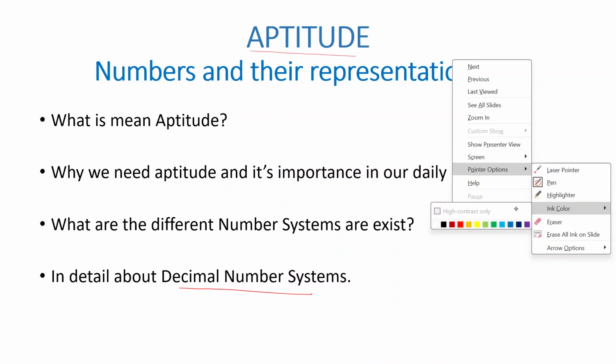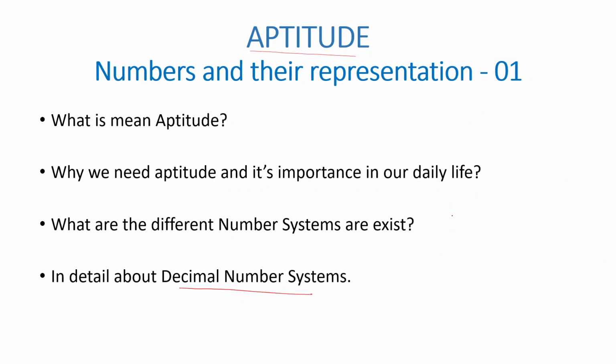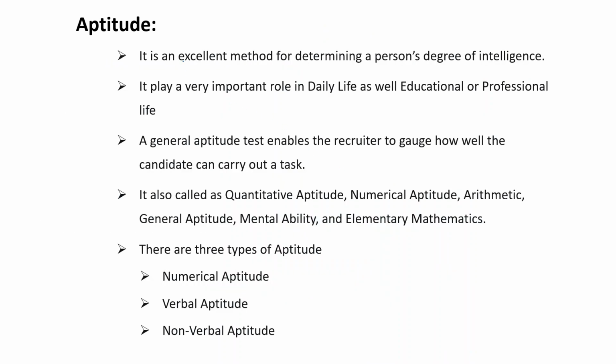Okay, let me change the ink color. Now coming to aptitude, it is an excellent method to determine a person's degree of intelligence. What does that mean actually? It's a sense of humor or common sense, how the person is using his thinking level. Simply we can call it intelligence. If the person is more intelligent, he has more aptitude. Aptitude simply means intelligence, and it plays an important role in daily life as well as professional life.